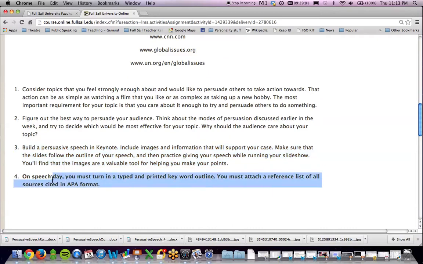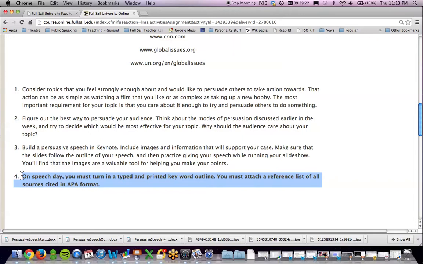So finally, on speech day, don't forget, you will need to bring your typed and printed speaking outline. This says keyword outline, but double check the textbook and reference what speaking outline looks like. There are some really great examples in your textbook. And if you're not sure where that is, you can look in the index. The index is a really awesome resource in our textbook.